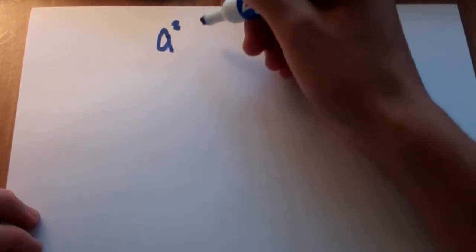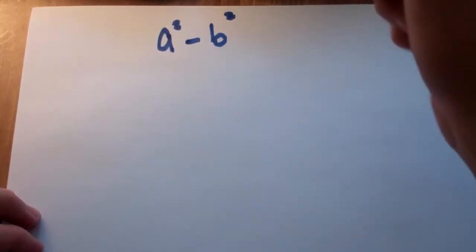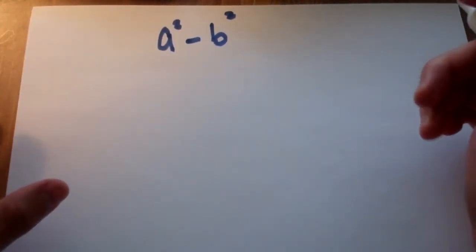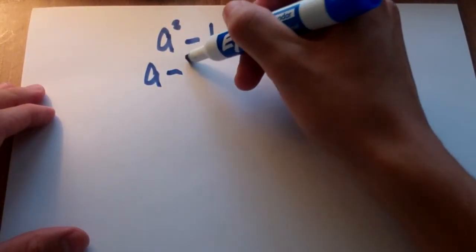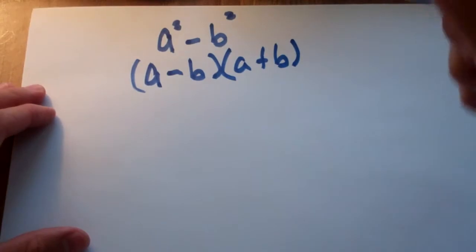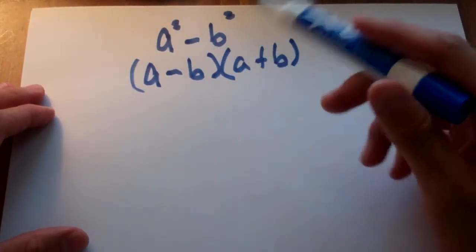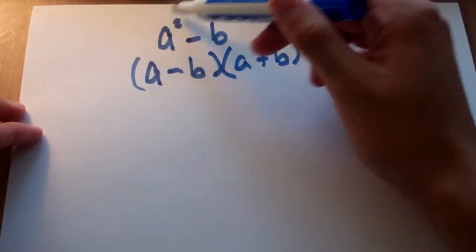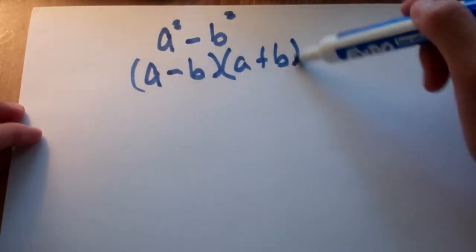But basically what it says is, let's say you have a polynomial, something like this: a squared minus b squared. The difference of squares says that you can write it like this: a minus b times a plus b. What this is saying is if we were to multiply these two together, we would get this, and if we were to factor this, we would get this.